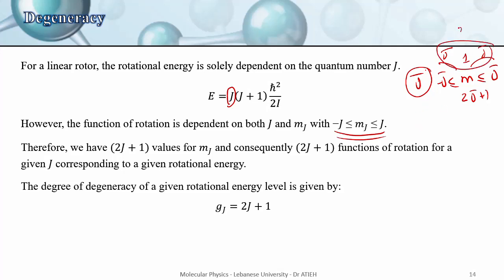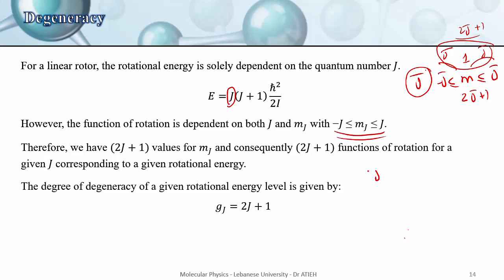Adding all of them up will be 2j plus 1 values for m. So that means for each j, we have 2j plus 1 values of m. So we have 2j plus 1 wave functions having the same energy because the energy does not depend on m, it only depends on j.